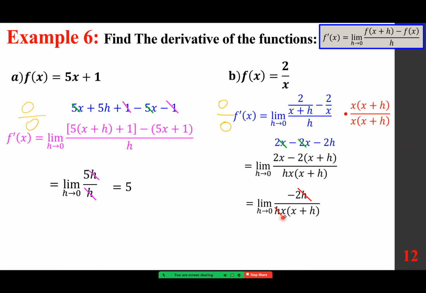And so we end up with the limit of negative 2 over x times x plus h as h approaches 0. Now, this is the only calculus step. Everything before, you could write without the limit and simplify. Here, you must put the limit and apply it. That gives you 0. So x plus 0 is x, x and x is x squared. So minus 2 over x squared is the final answer. Very straightforward using the definition.